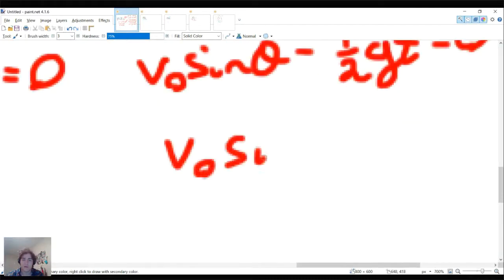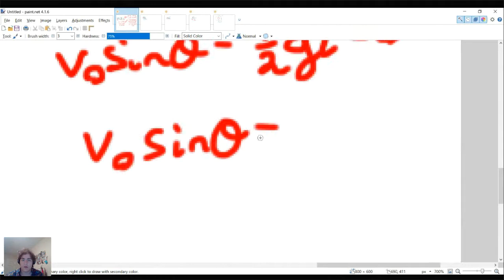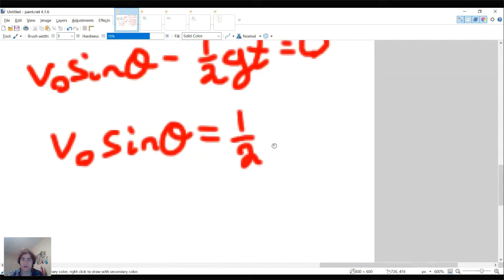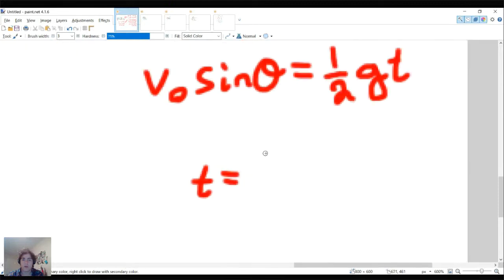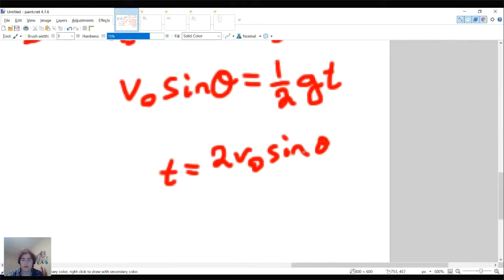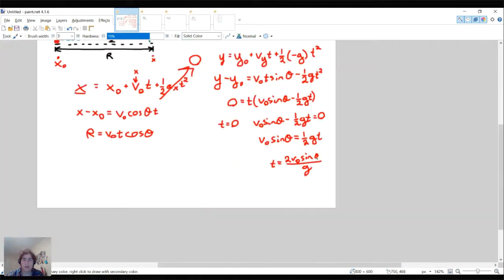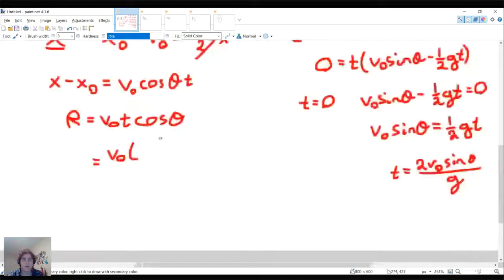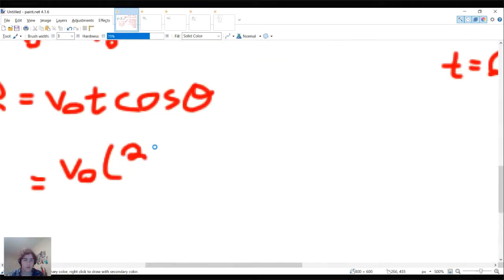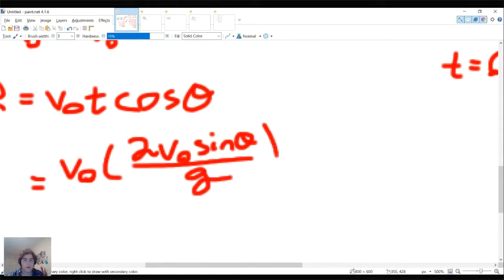So now we have v0 sine theta equals 1/2 gt, just adding 1/2 gt on both sides. And now we get t is equal to 2v0 sine theta over g. We can substitute this back into here and get v0 times 2v0 sine theta over g times cosine theta.